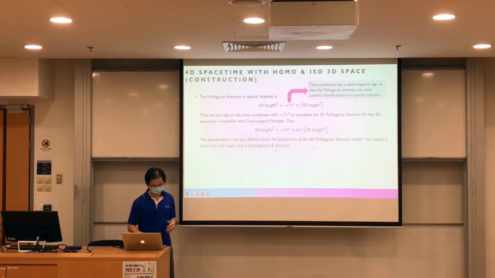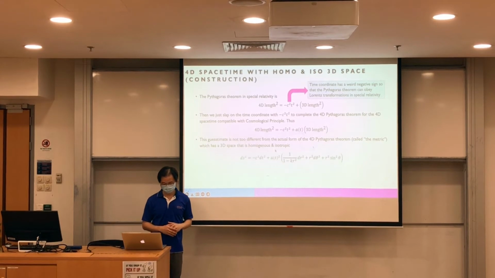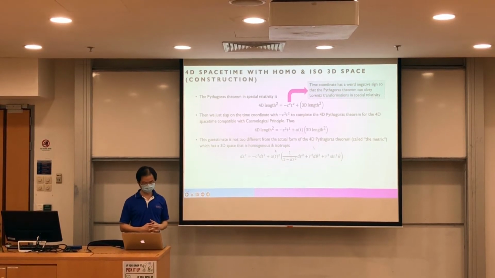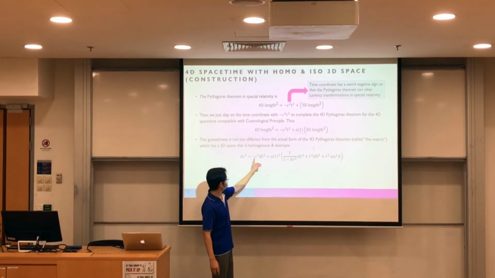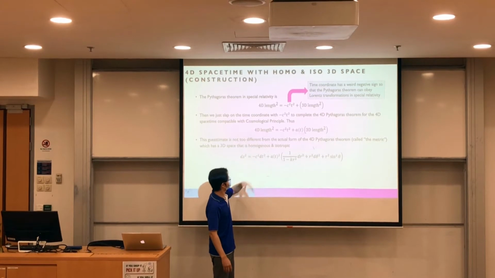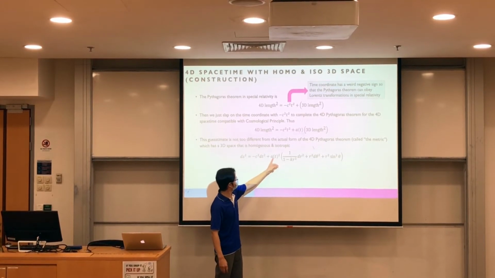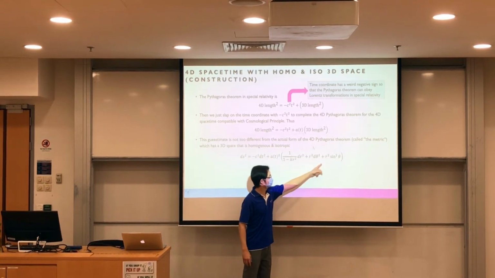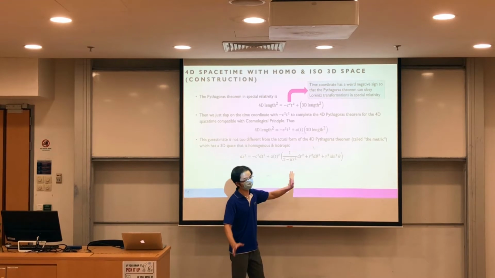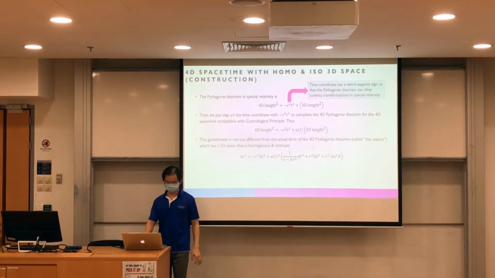So let me show you the actual answer that I derived in my course. It is almost like that. The time part is negative because we have to follow the rules. And then this is the scale factor, so there's a square, so it's slightly different. And then this is the 3D length square. So it's almost the same answer.